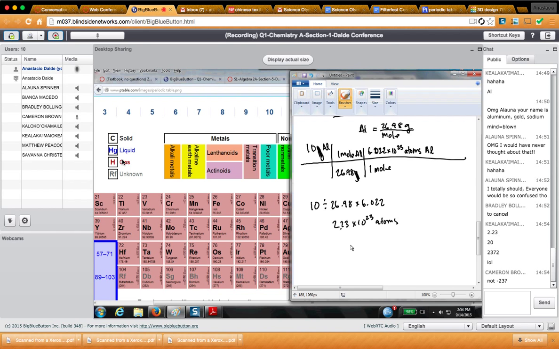Cameron, how come this one is not 10 to the negative 23rd? That's a good question. Because I dealt with the numbers, the 10, the 6.022, and the 26.98. When I'm multiplying and dividing scientific notation, I like dealing with just the numbers first. Okay? And I got the 2.23. You understand that part, right?